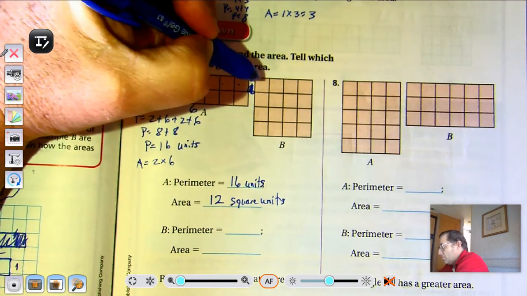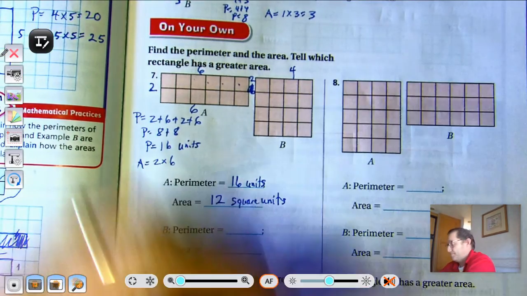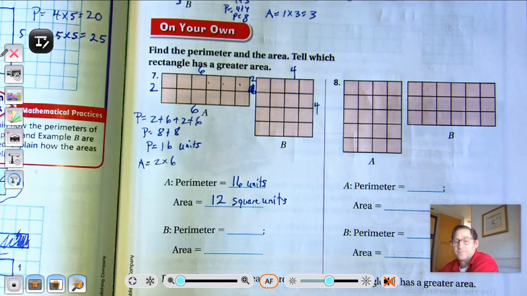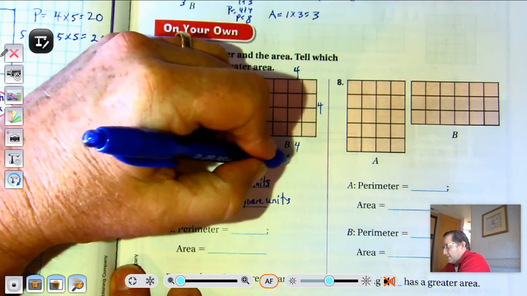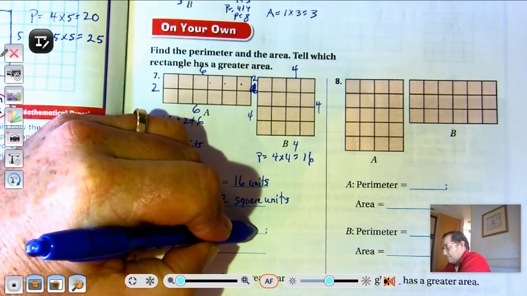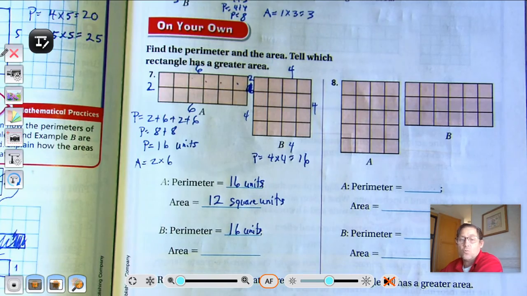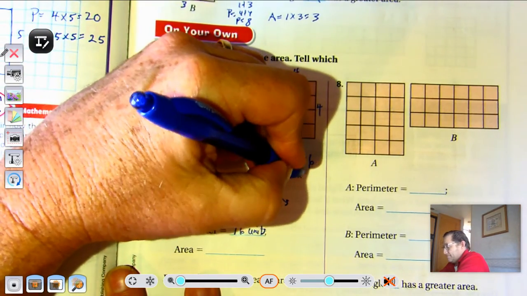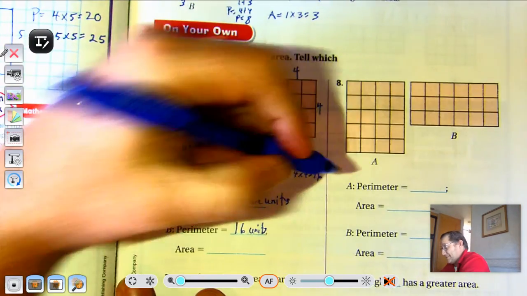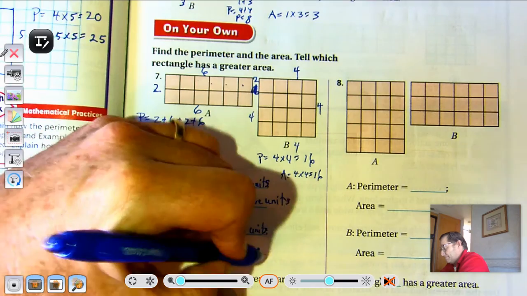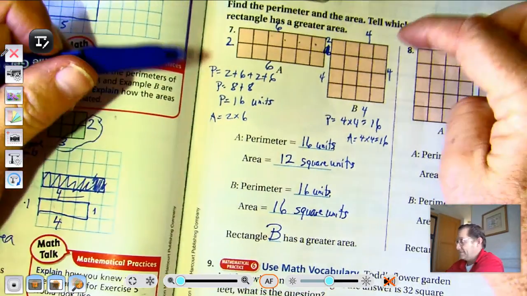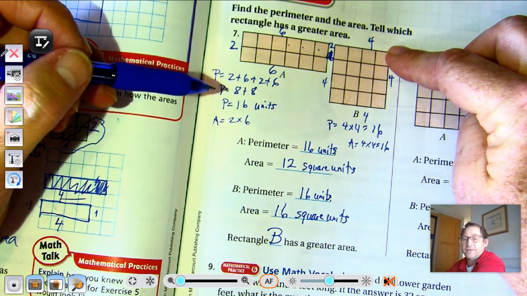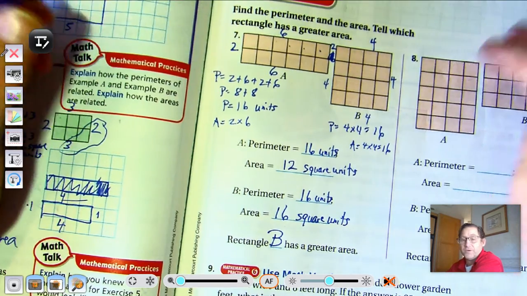B, that has a length of 4, and that has a length of 4. So this is a square. So the perimeter of B is 4 times 4, which is 16. So they have the same perimeter, right? What's the area of B? Area B again is 4 times 4, so 16 square units. Rectangle B has the greater area. And again, we notice that this is a square, and the closer we get to a square, the greater the area if they have the same perimeter.